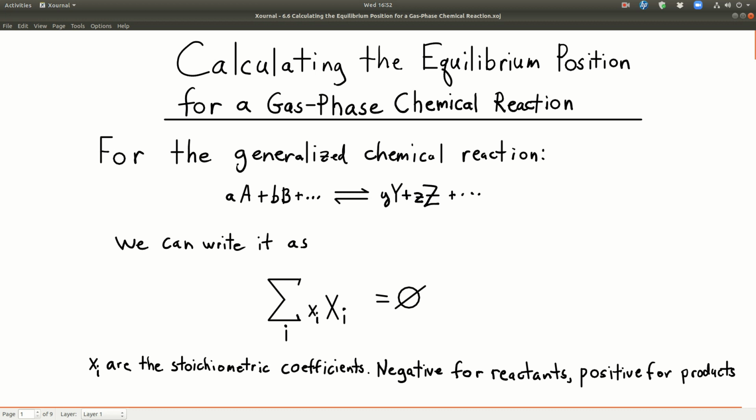We can write this as the sum over i of x sub i, capital X sub i. In my notation, the little x stands for each of the coefficients. The capital X stands for the identity of the species. And in this notation, the coefficient, the little x, for a reactant is negative and for a product is positive because we're losing reactants and forming products. And so we can say this is mass balance, this sum is equal to 0.